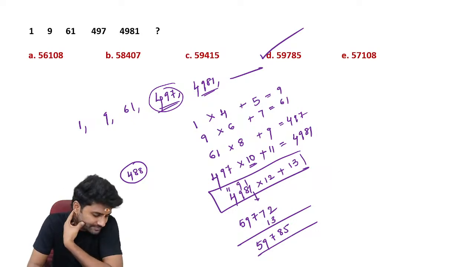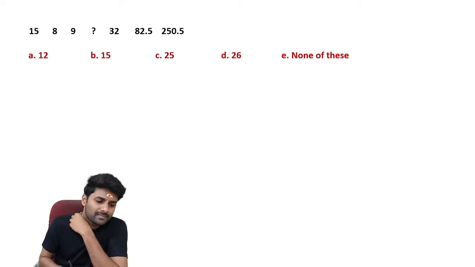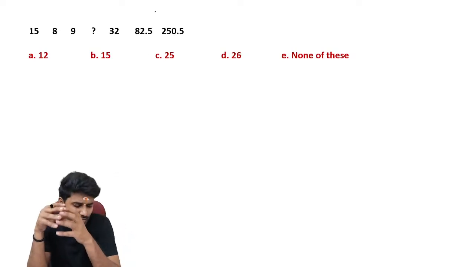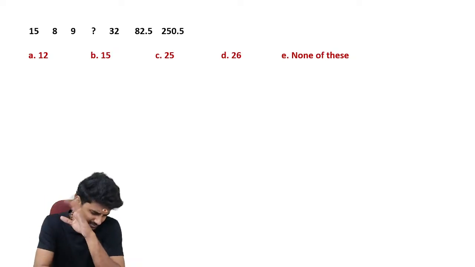So is it clear? Next, see, if you see the decimal numbers, you will get only decimal multiplication. It's a direct logic for you. So try to answer this question.